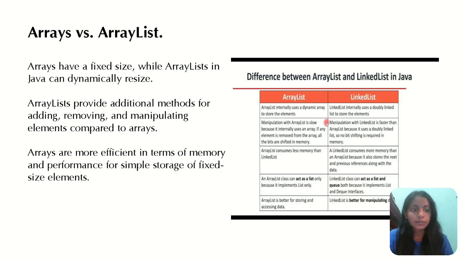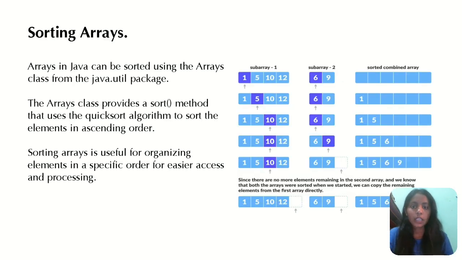Sorting arrays. Arrays in Java can be sorted using the Arrays class from the java.util package. The Arrays class provides a sort method that uses the quicksort algorithm to sort the elements in ascending order. Sorting arrays is useful for organizing elements in a specific order for easier access and processing.